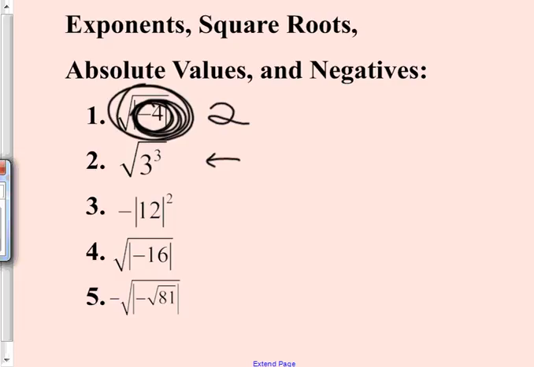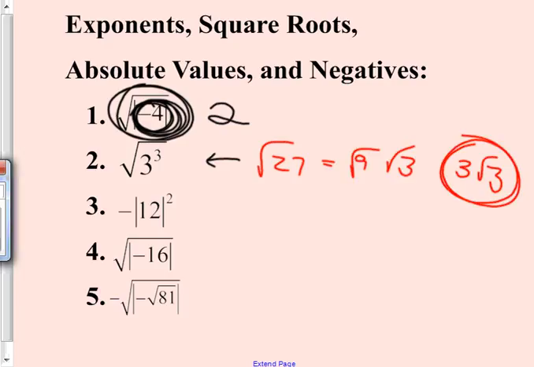Okay, here's what we should have done. This is 3 times 3 times 3, which is 27, square root of 27. But that breaks into √9 and √3, and that's 3√3. Raise your hand if you had 3√3. Awesome. Next one. In order, absolute value of 12 is the first thing you would do.